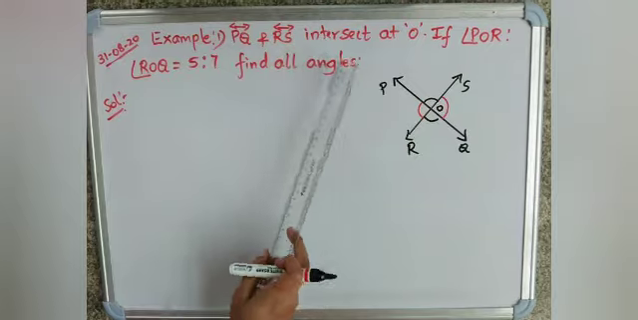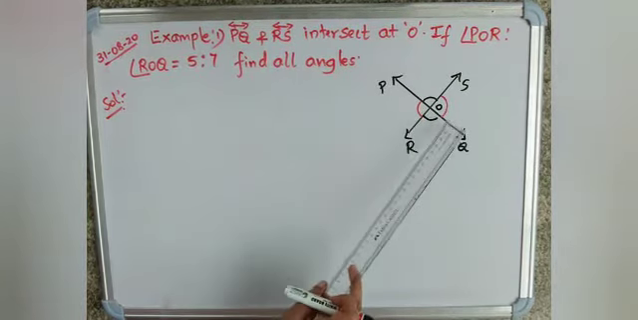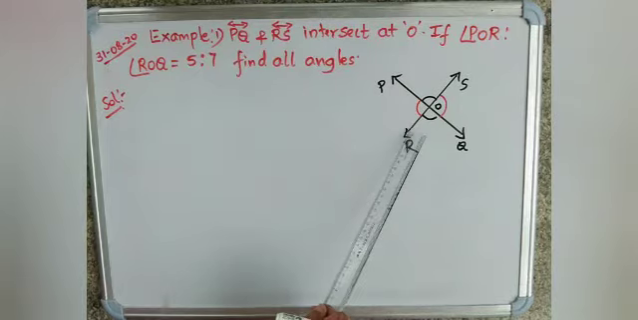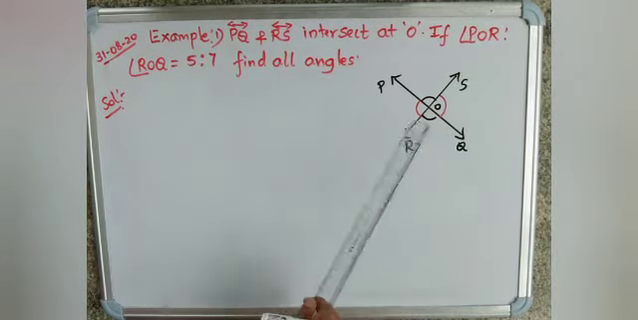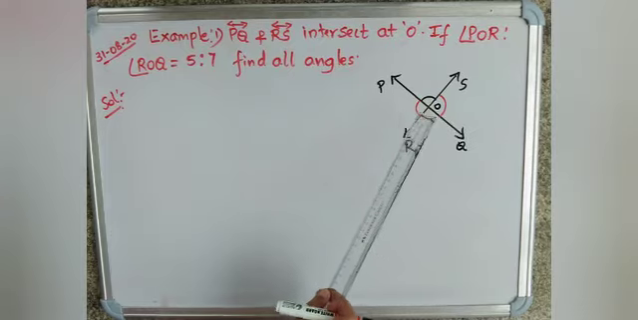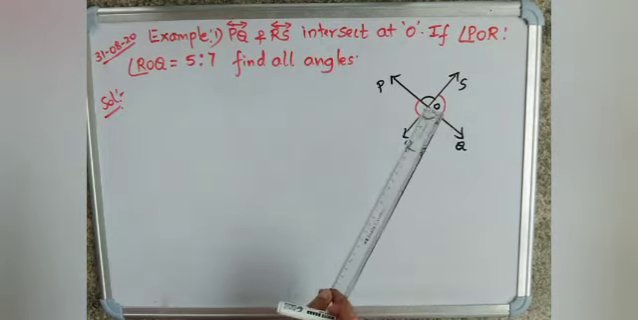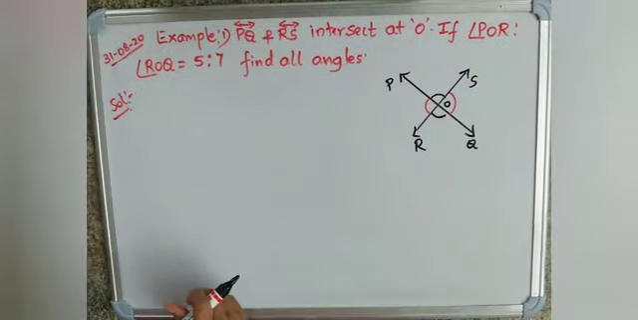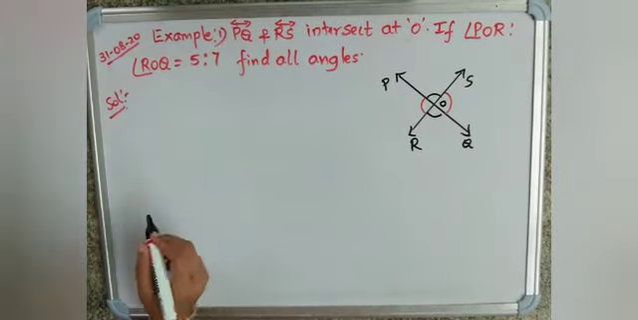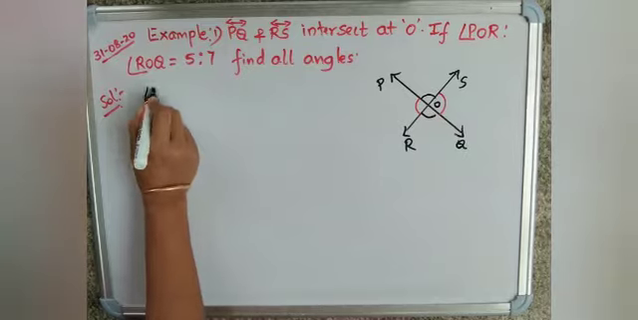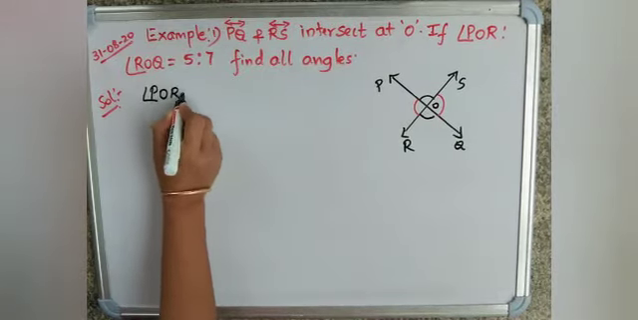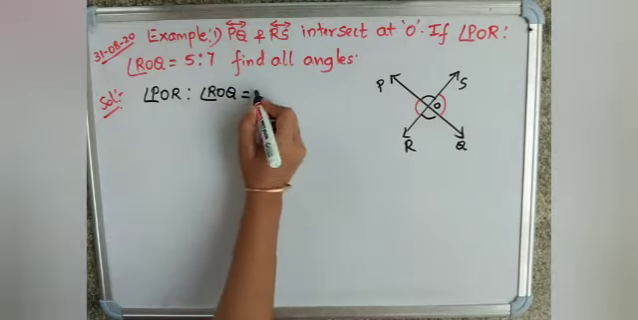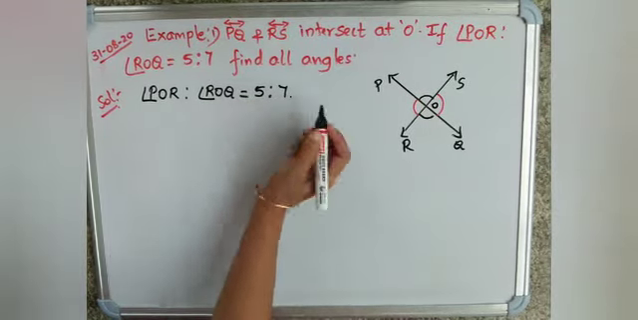Let us work out one problem based on the theorem. PQ and RS are two lines that intersect at O. If angle POR to angle ROQ is 5:7, find all the angles. Let us find the solution. So it is given here POR angle to ROQ is equal to 5:7.